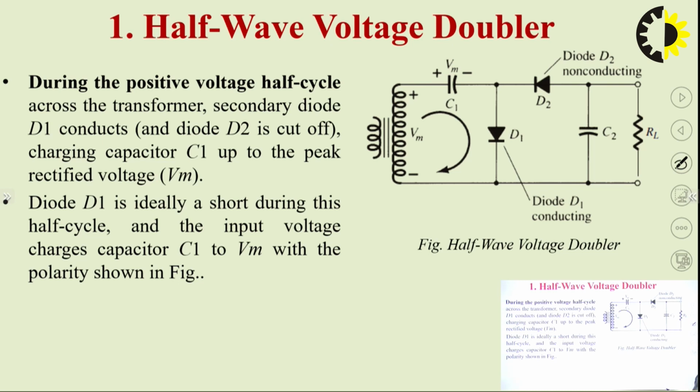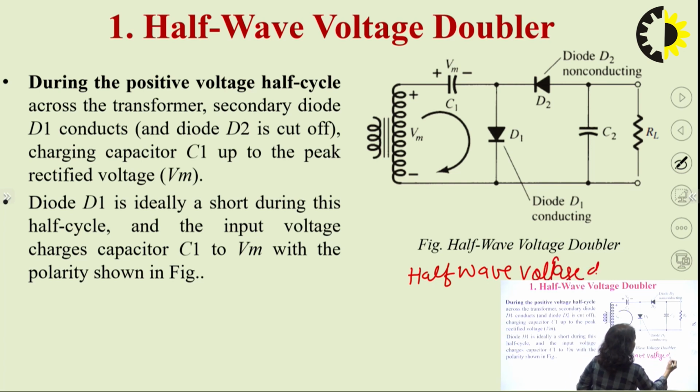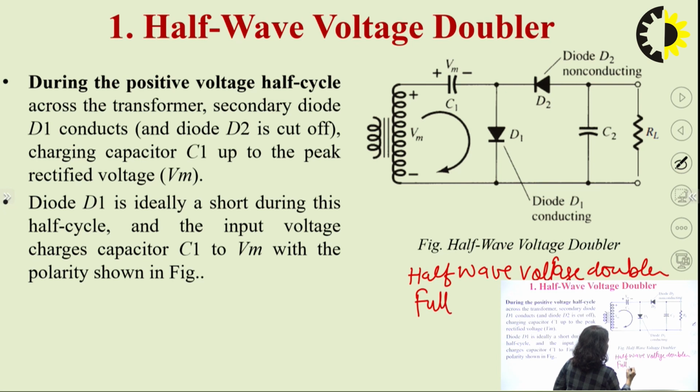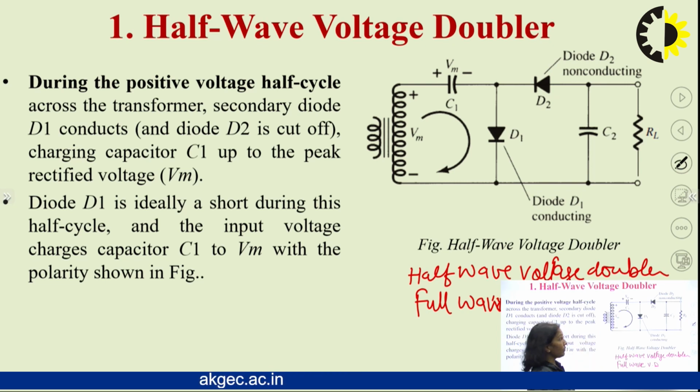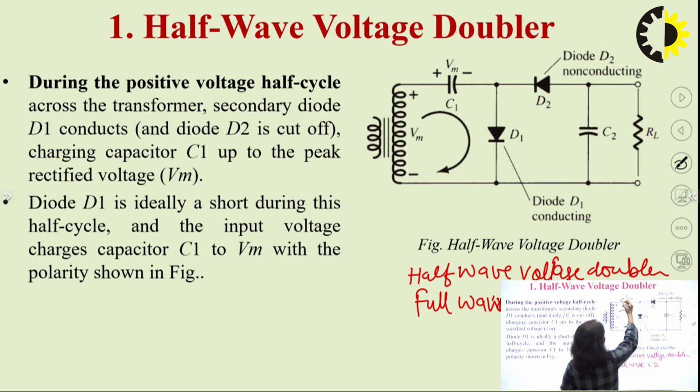Basically, the voltage doubler circuit can be classified into 2 types, that is the half wave voltage doubler and the full wave voltage doubler. So, this is the circuit diagram of the half wave voltage doubler, which consists of 2 capacitors and 2 diodes.